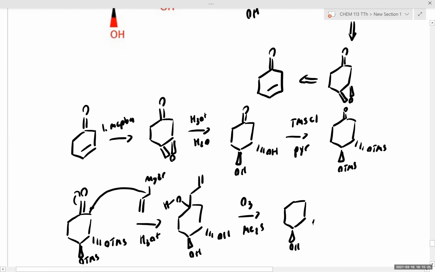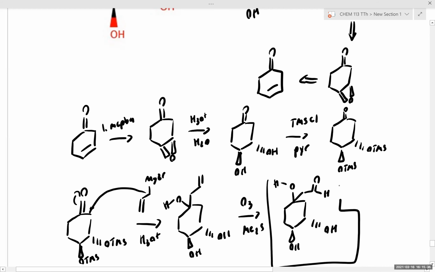There are a ton of possible solutions for this problem. I just picked probably what I felt was the most straightforward solution. Does this example make sense? The key point in this problem is, one, you need to make a trans diol, so you can't use osmium. The second point, which is equally important, is that you need to protect your alcohols if you're doing Grignard chemistry. If you forget the protection step, this reaction won't work.